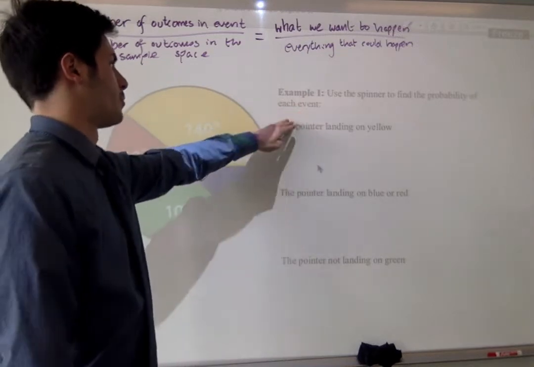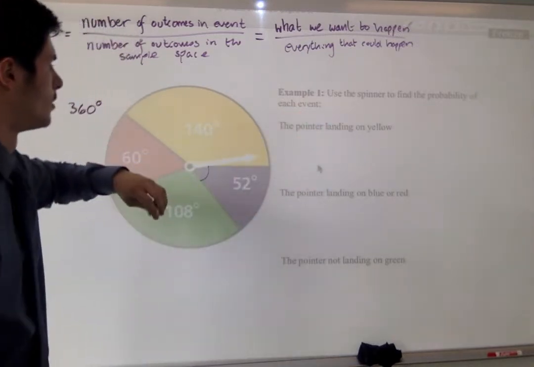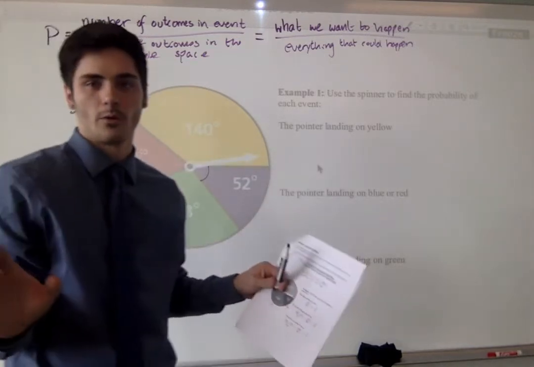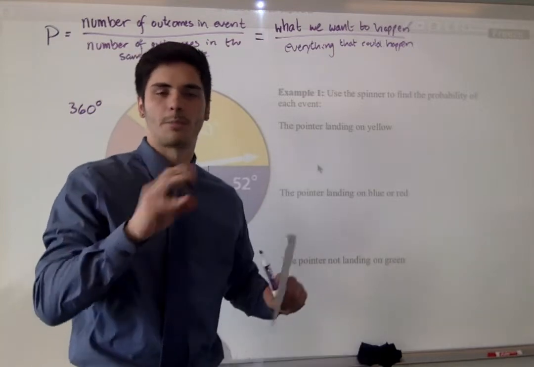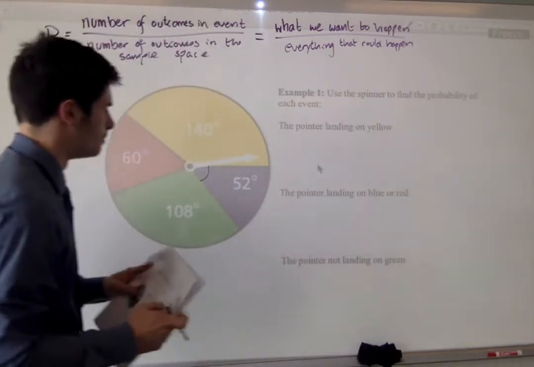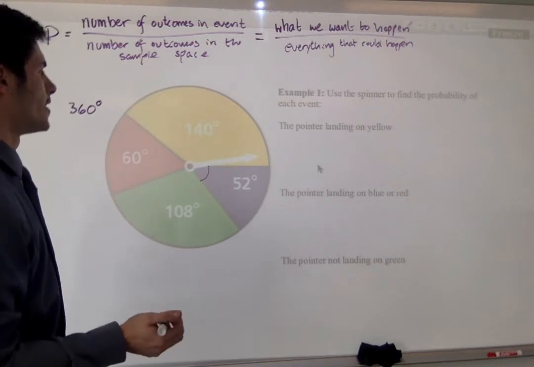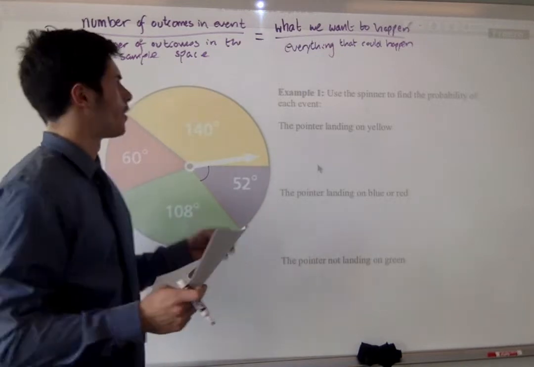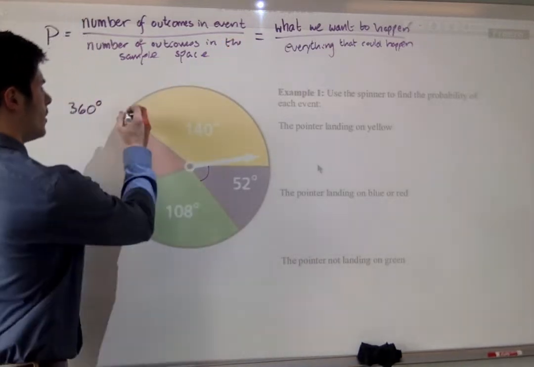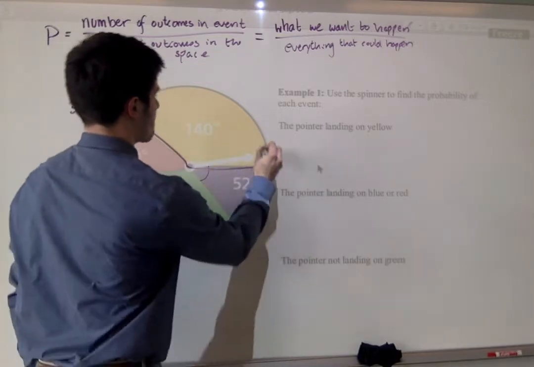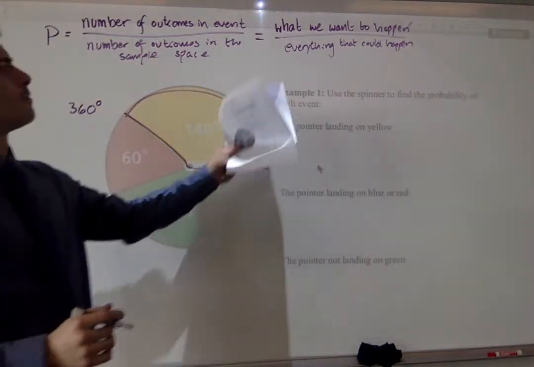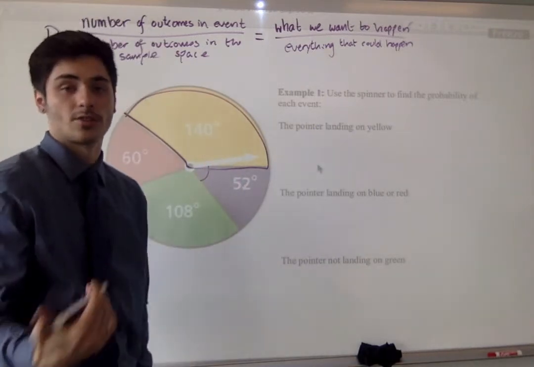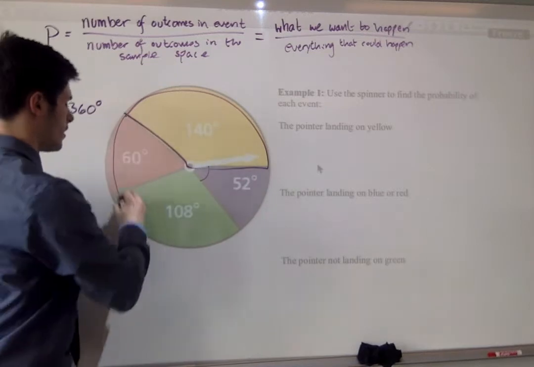So we're going to use a spinner to find the probability of the pointer landing on yellow. If we were to give this a flick, and it spins, assuming it's completely random, and I don't adjust the power of my flick at all, there is a what percent chance that we land on yellow? Well, we take what we want to happen, landing on yellow, and divide it by everything that could happen. When I spin this spinner, it can only land on the circle, but it could land anywhere on the circle.